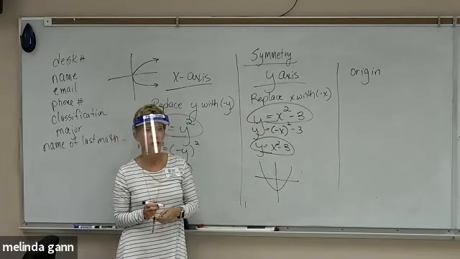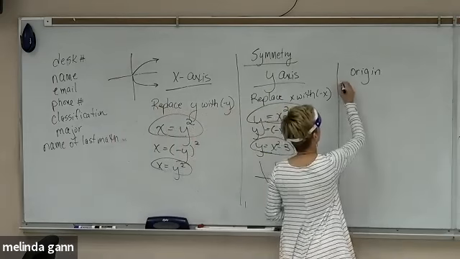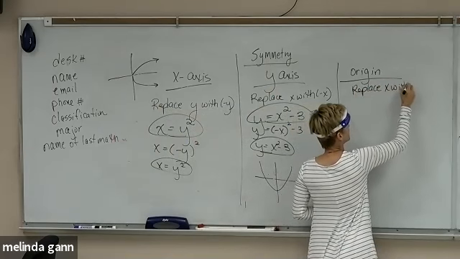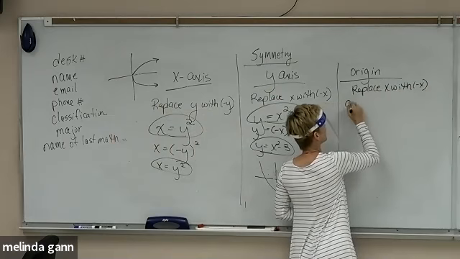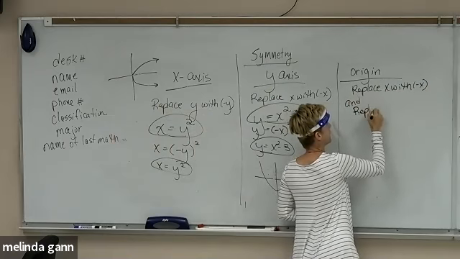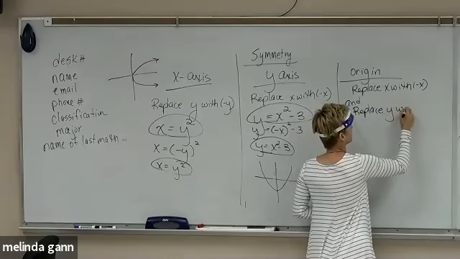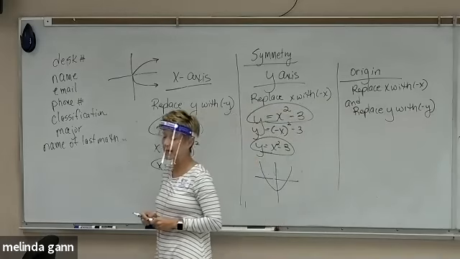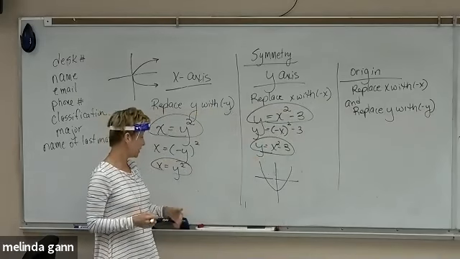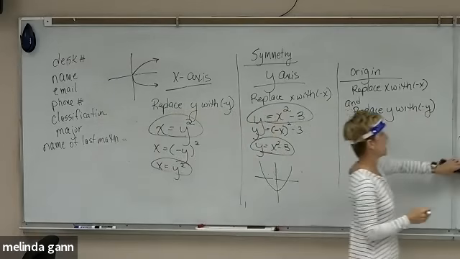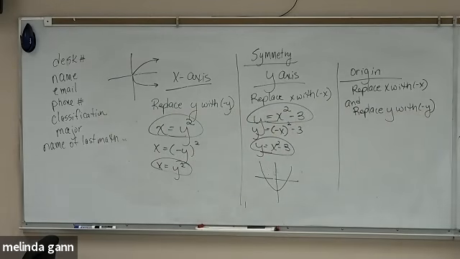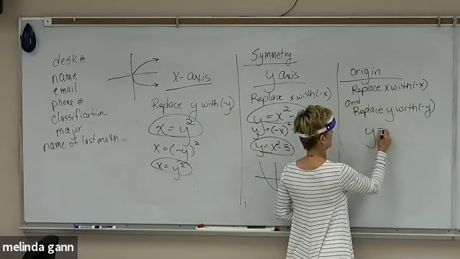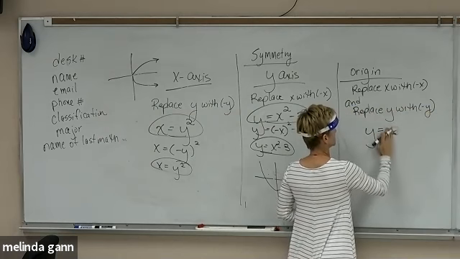With origin symmetry, you do both. So you replace x with the opposite of x, and you replace y with the opposite of y. And again, if you get the same thing that you started with, then you have that kind of symmetry. Now, answer me this question. Let's do it this way.